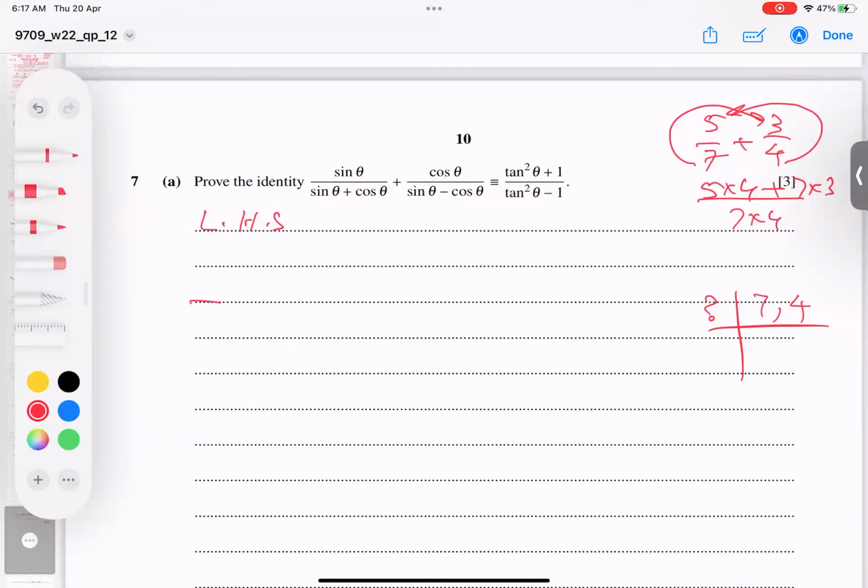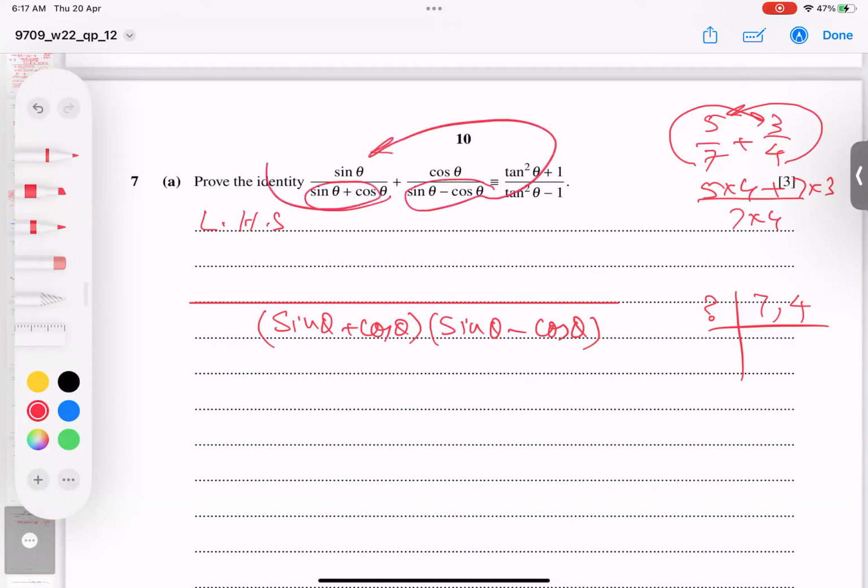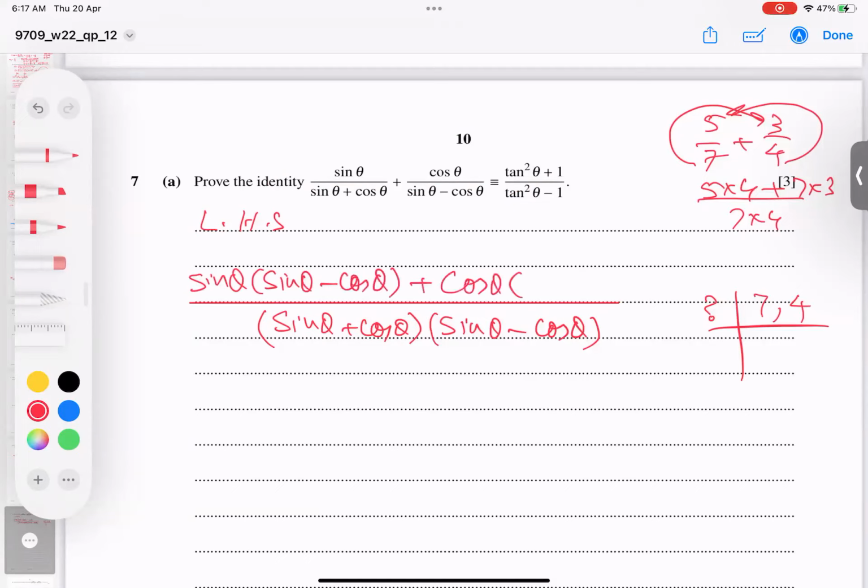Because nothing common is there, so what is the LCM? Sine theta plus cos theta and sine theta minus cos theta. I took the product of these two values as the LCM, the way I took here. Then this will multiply there and this multiplies there, like equal denominators done in lower grades, same story. And cos theta into sine theta plus cos theta. Left hand side I have taken. I'm going to prove the right hand side. So let's start.